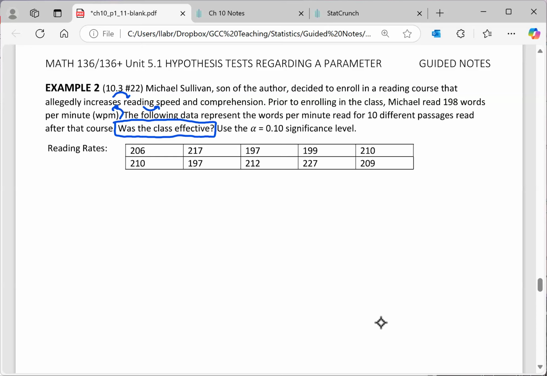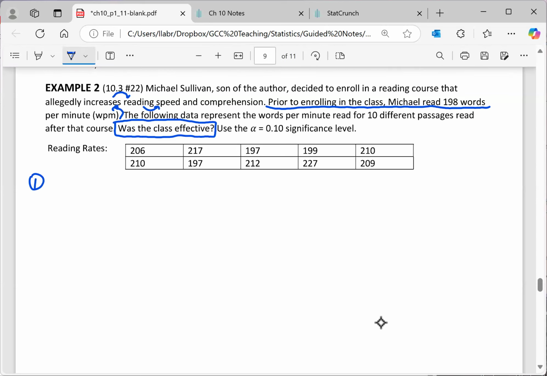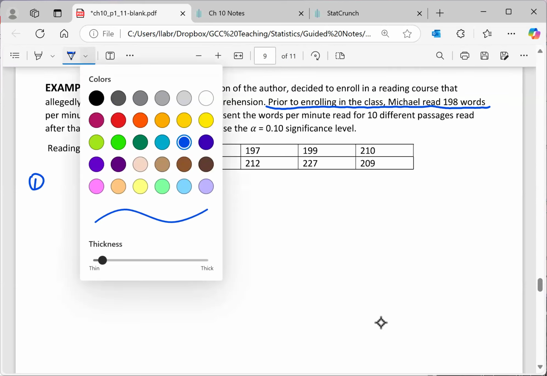So notice prior to enrolling in the class, Michael was reading at 198 words per minute. So that right there is the claim, right? We're going to assume the no change hypothesis. Let me maybe just list out all of the items that we need.